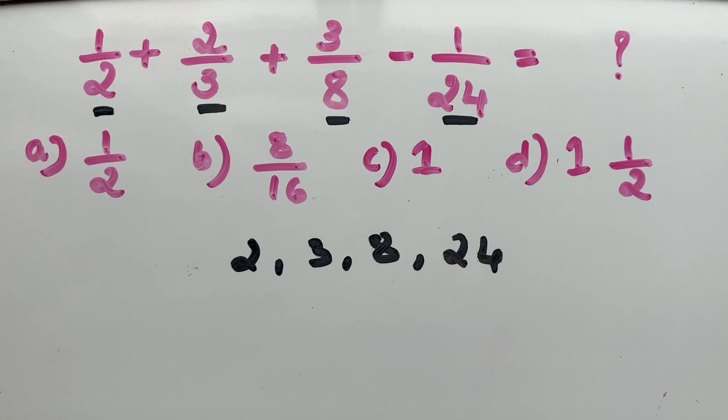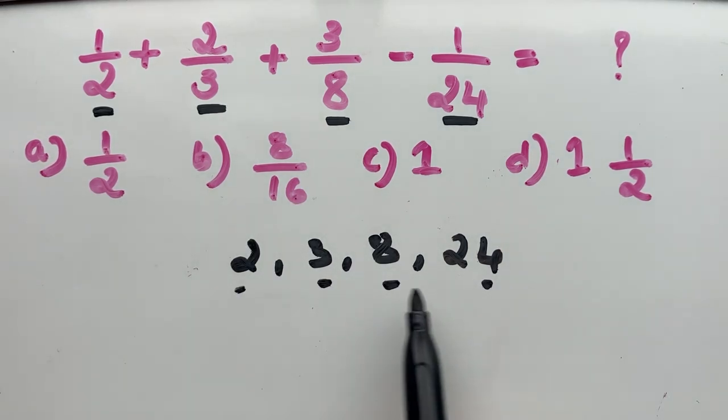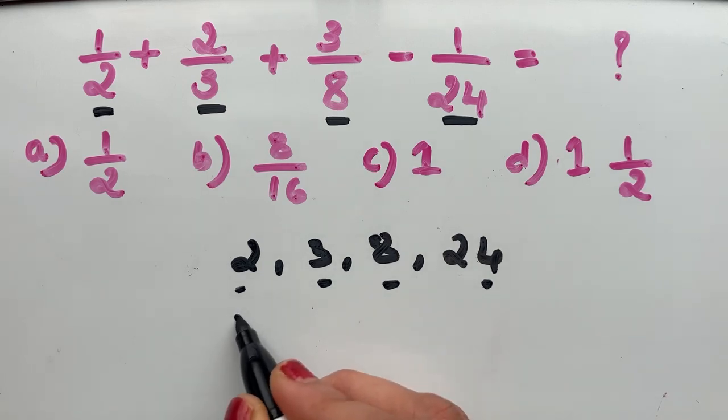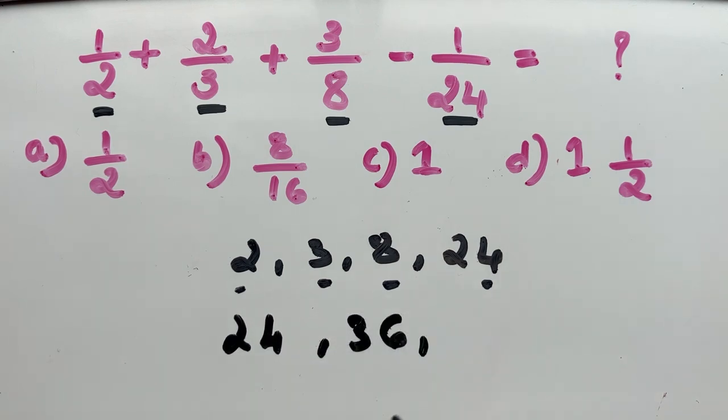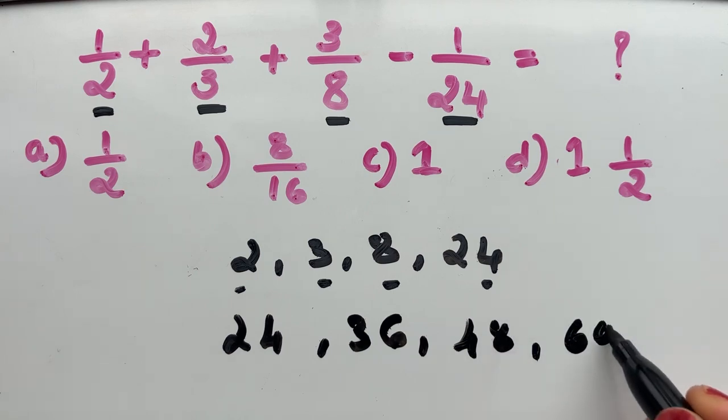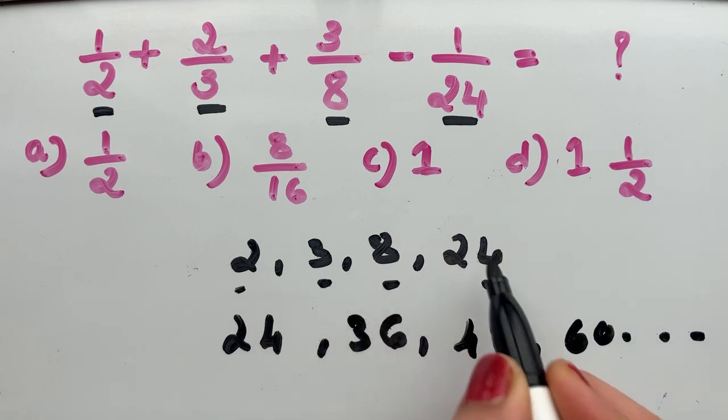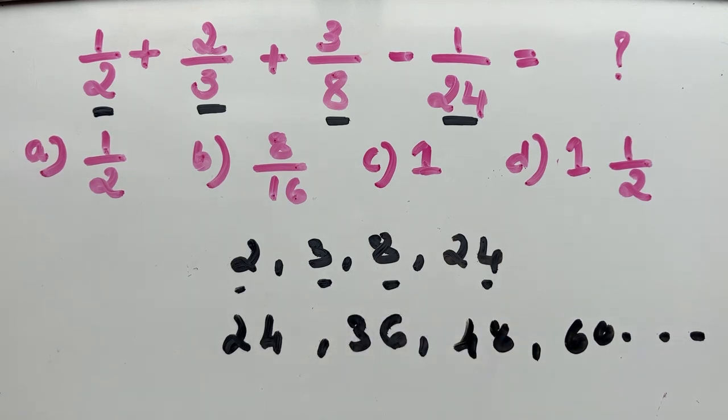For that, you need to find the LCM of the denominators, or you can call it LCD, least common denominator. LCM means least common multiple. LCD means least common denominator. They are the same here. You can see there are so many common multiples. 24 is one common multiple. 36 is one common multiple. 48, 60, and you can continue. So 24 is common for 2, 3, 8 and 24. 36 is common for 2, 3, 8 and 24, and so on. Among these common multiples, the least one is 24. So our LCM, least common multiple, is 24.